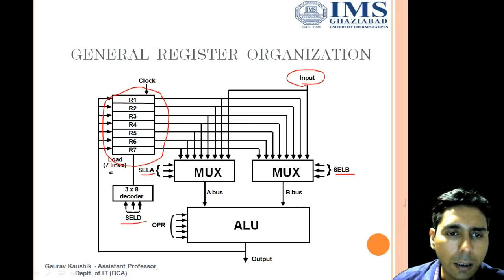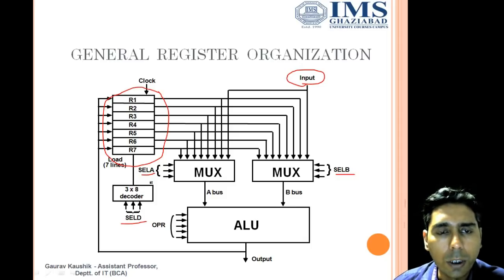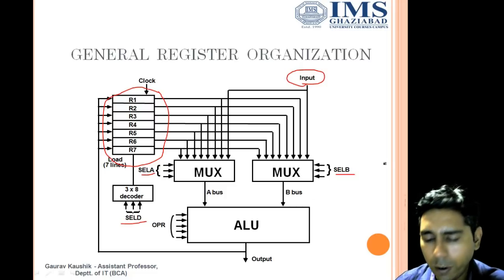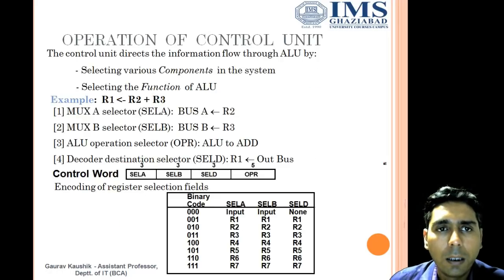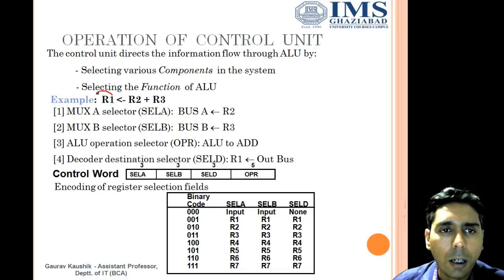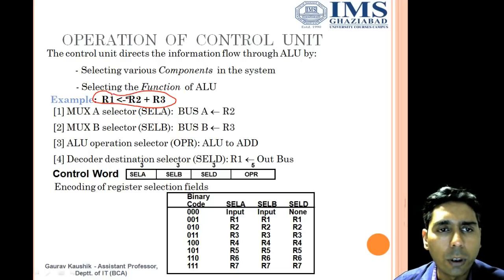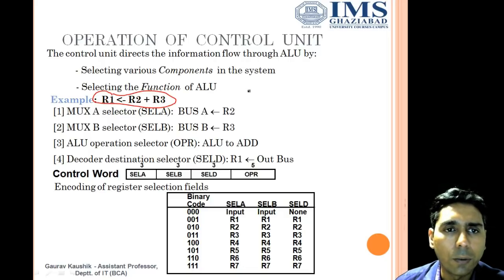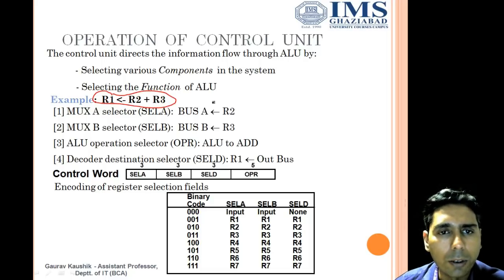You can see there are 7 load lines through which data can be provided to any of these registers. So now let us understand this general register organization with the help of an example. Let's suppose I want to perform the operation R1 equals R2 plus R3.